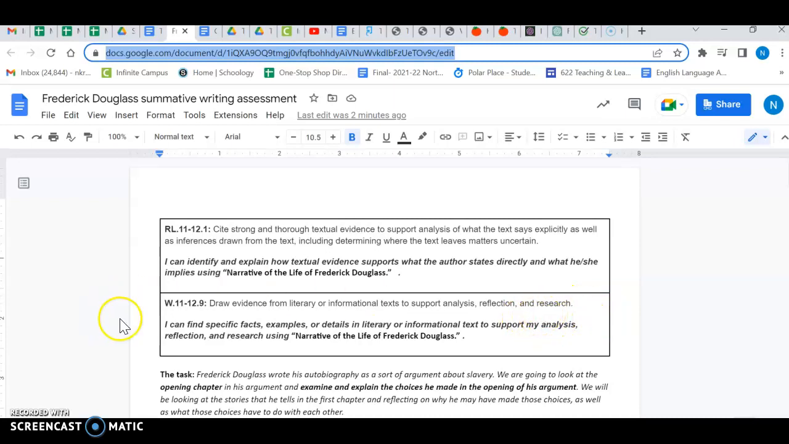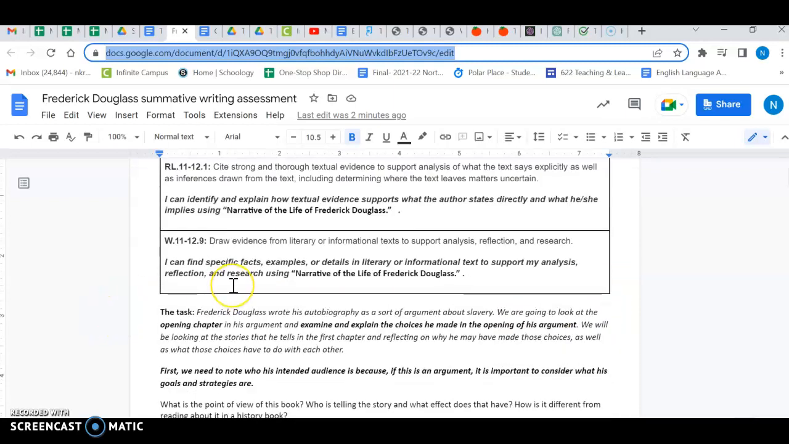Hello. So to complete the Frederick Douglass summative writing assignment, what you're looking for is evidence that the author includes to try to prove his point. So we got a couple of standards up here. I can identify and explain how textual evidence supports what the author directly states, and I can use specific facts, examples, and details in literary informational text to support my analysis.